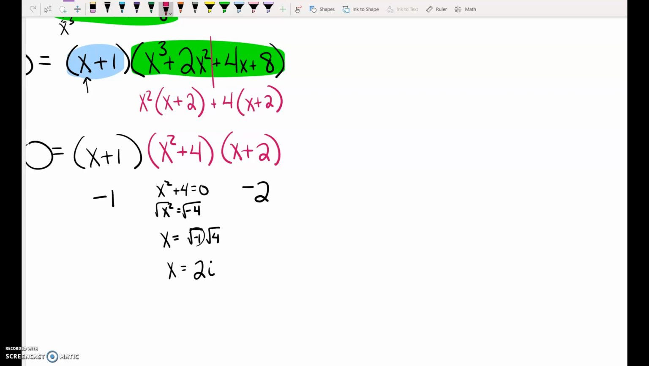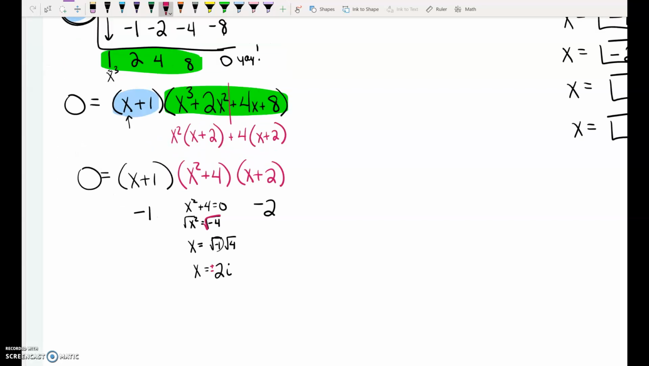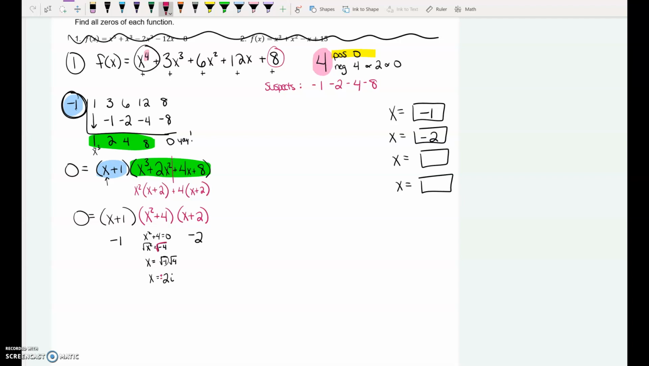Now, when we put a square root in the process of solving, we also have to put a plus minus in front of that solution. This means one of our solutions is 2i, the other solution is -2i.